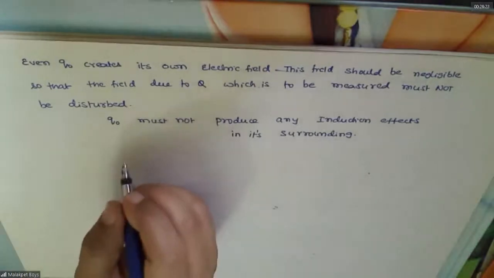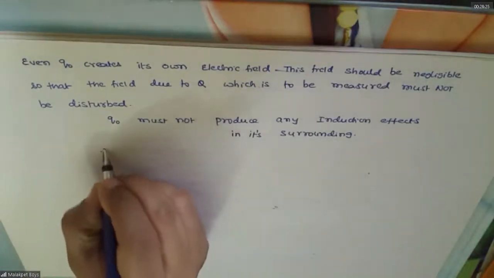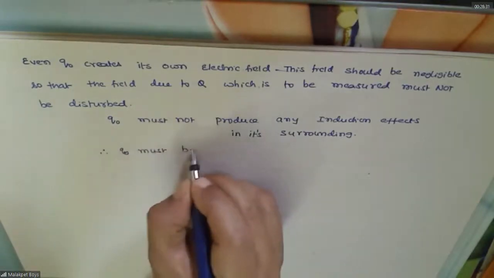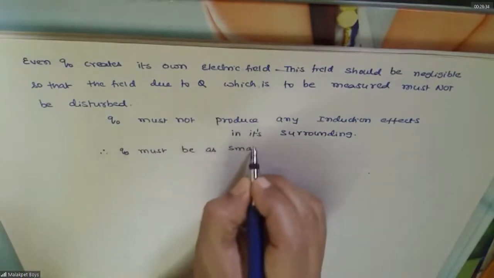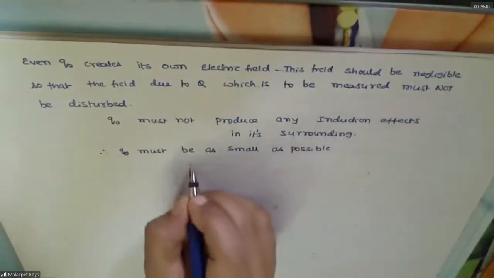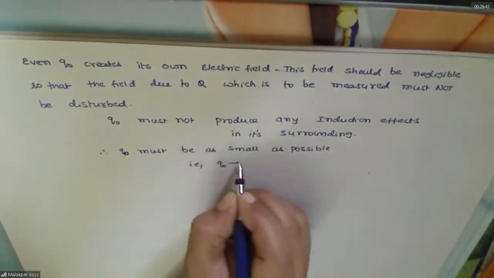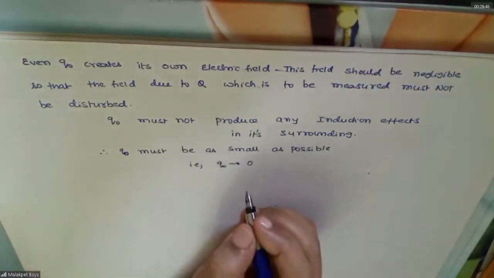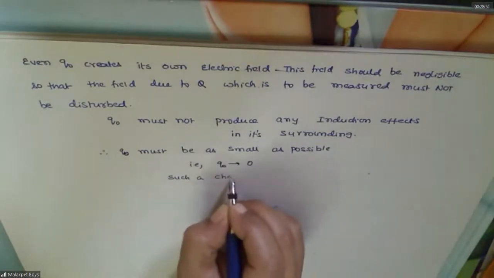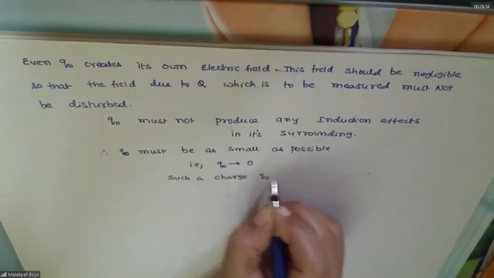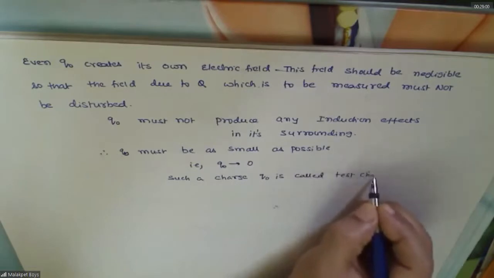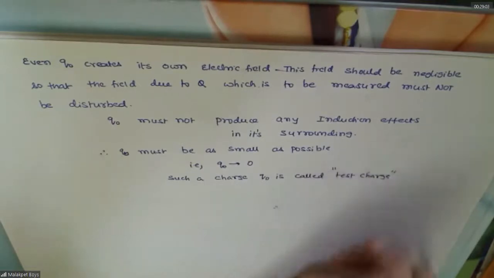So for such a charge, Q naught must be as small as possible. That is, Q naught must tend to 0. Such a charge is called a test charge. So remember that the test charge should not disturb.